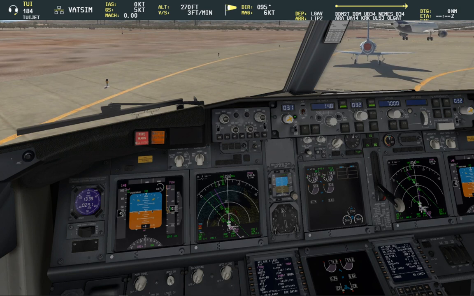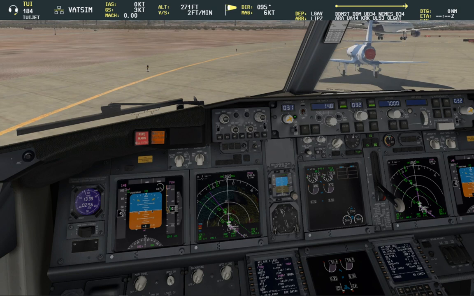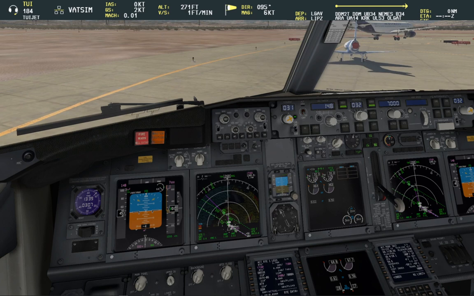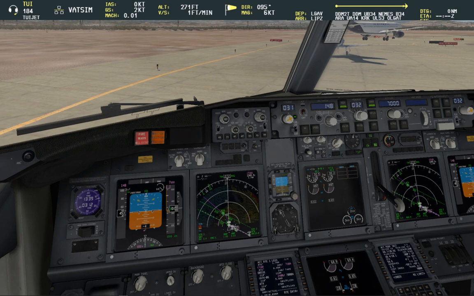Oh, small jet, move it. I like to move it, move it. I like to move it, move it. I like to move it.